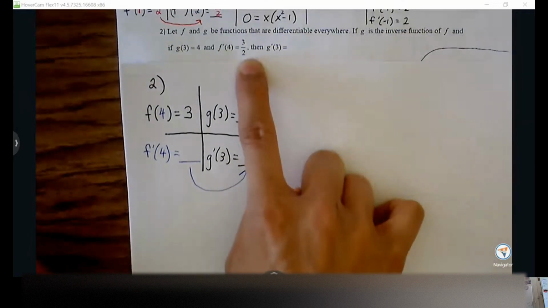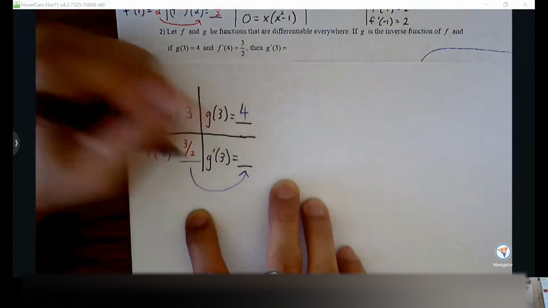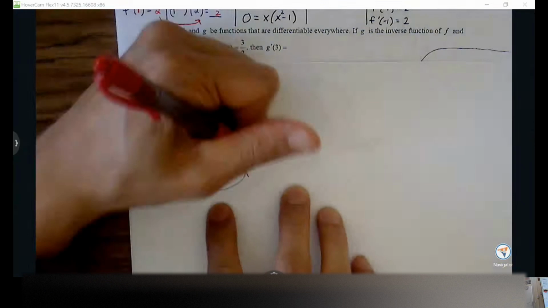Okay. F prime of 4, conveniently, they just give that to us. So g prime of 3 must be what?